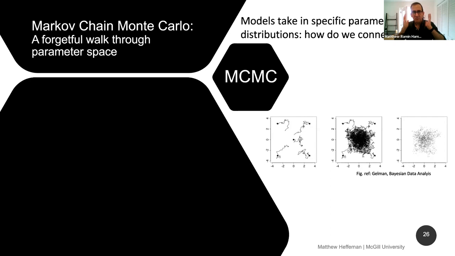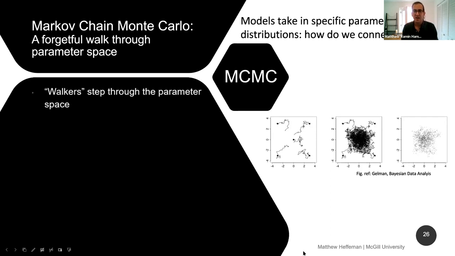So in most cases, there's a very narrow class where this isn't true, but models take in specific parameter values. You don't pass a distribution to your model. So if you have a prior distribution, how do you connect that to specific parameter values? Well, the answer is again, Markov chain Monte Carlo. And so in Markov chain Monte Carlo, what you have is walkers that literally step through the parameter space. And that's what you're seeing here.